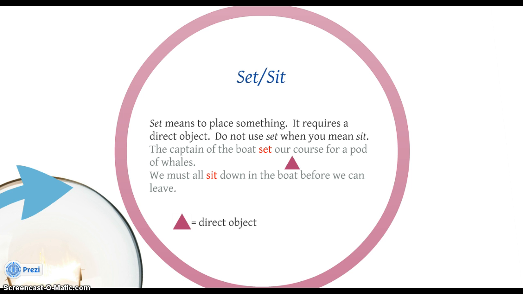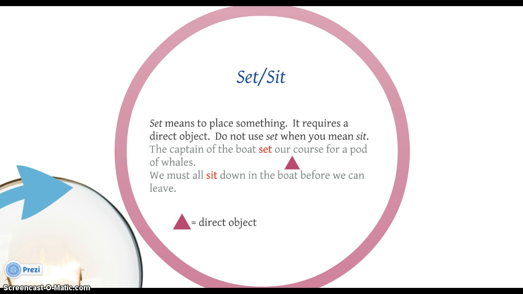And here's one that we have a lot of trouble with in this part of the country just because of the way we talk. Set and sit. Set means to place something. This is going to have a direct object. You need to be very careful not to use the word set, S-E-T, when you mean sit, S-I-T. Look at our examples. The captain of the boat set our course for a pod of whales. Now look at the purple triangle indicating a direct object. The captain set what? The captain set the course. That's a direct object.